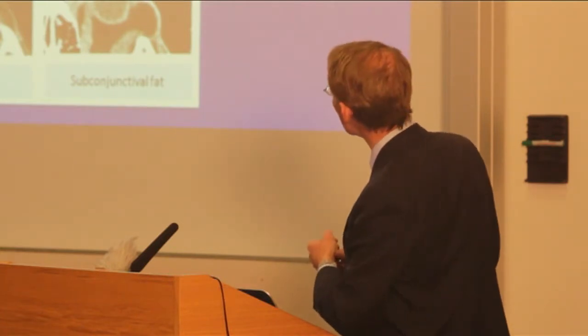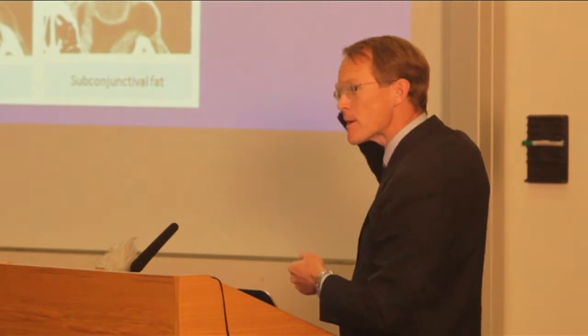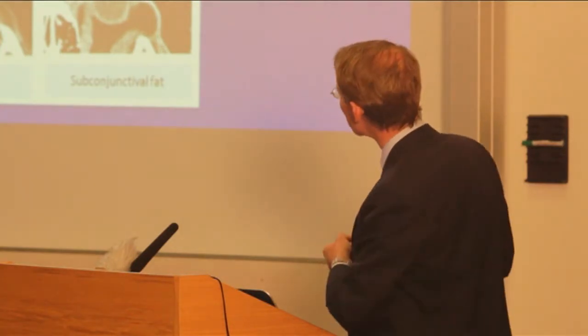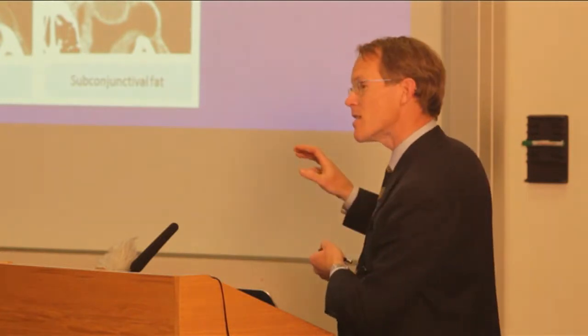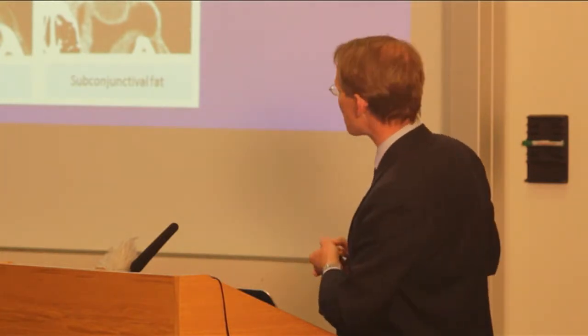Difficult one. Here's another one with the same fat, but now slipping under the lid, under the conjunctiva. You can probably see that at the back. And there's the CT scan. So is fat black or white on a CT scan?